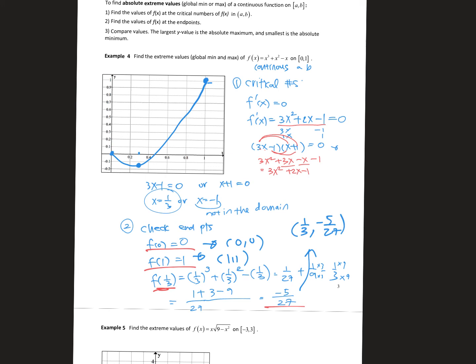So my final answer is, after all this, global min is -5 over 27, and global max is equal to 1. So that's my final answer for this. All right.